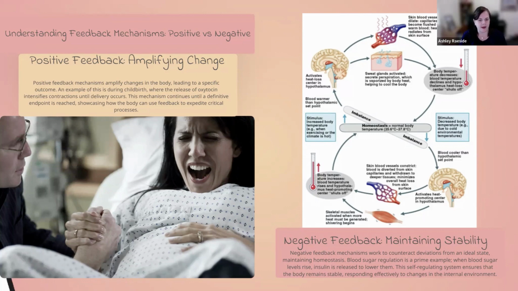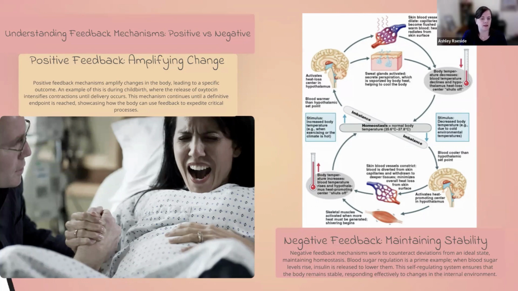So for example, our childbirth, so baby's head pushing down on the cervix, sends a message up to the brain to say release some oxytocin, which makes the contractions stronger, allows baby's head to continue to push down on the cervix, which sends another message back to the brain to go more oxytocin. And that's called positive feedback because it's amplifying that change until baby's born.